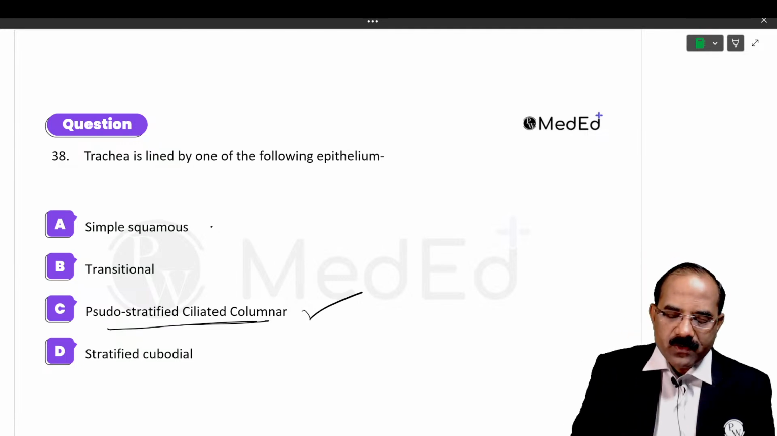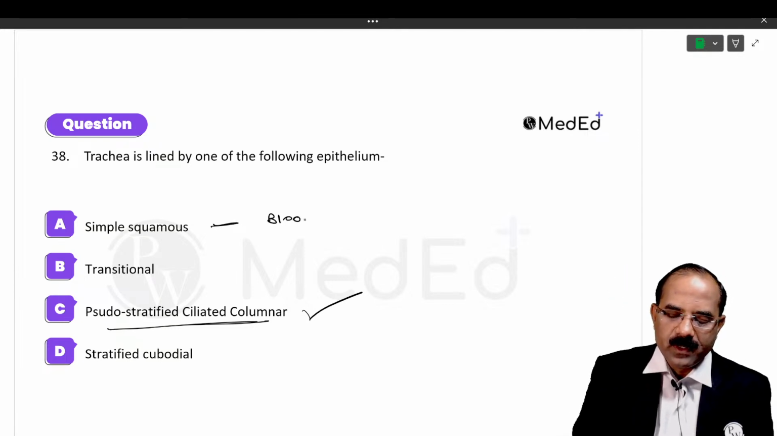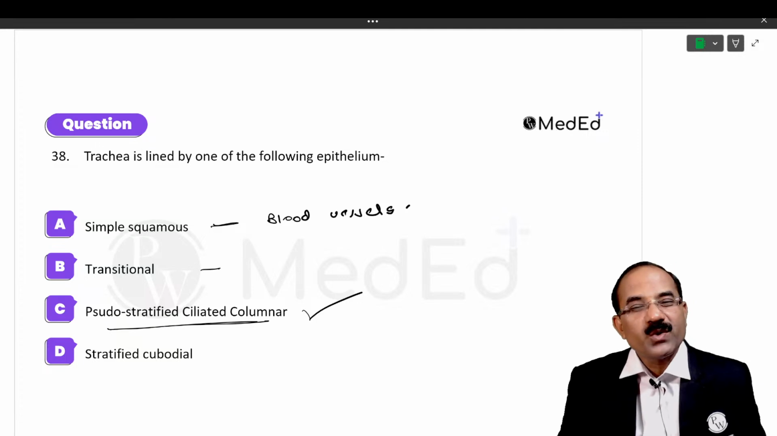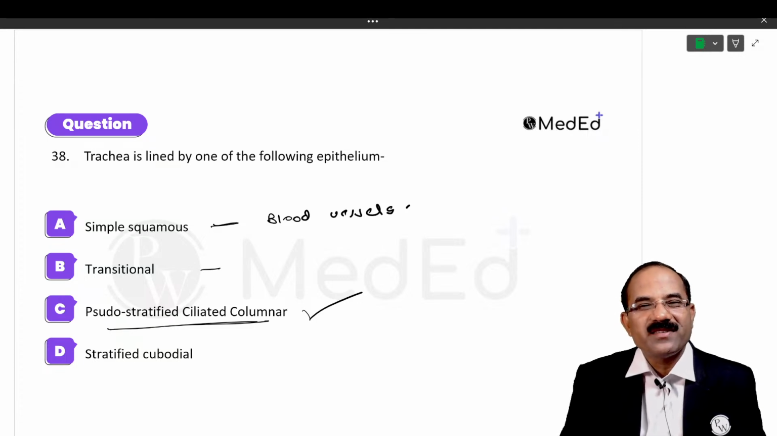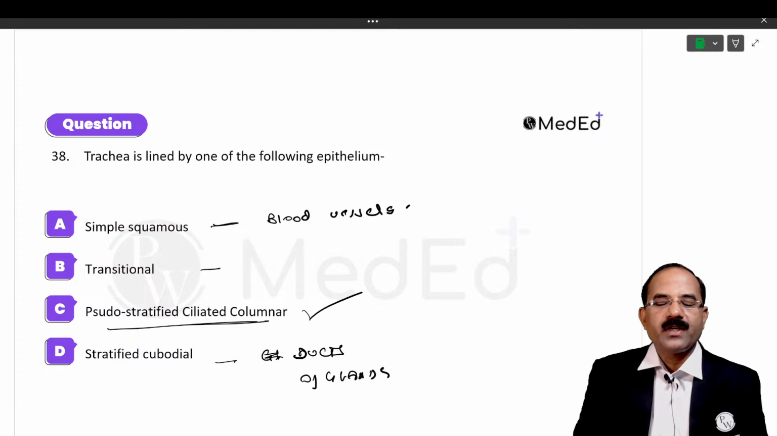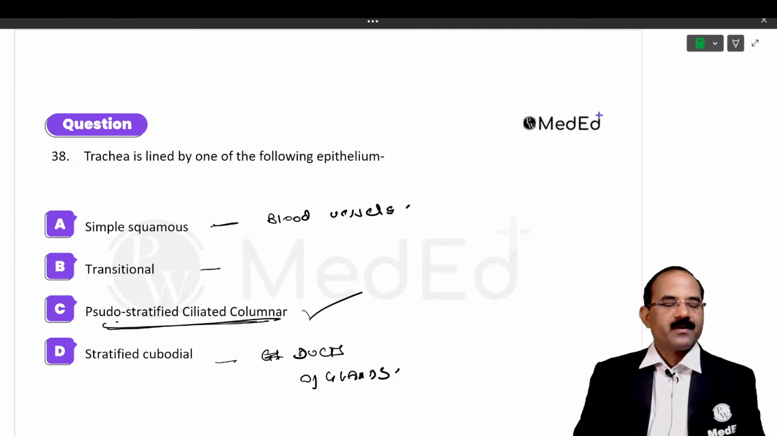Right. Where is simple squamous epithelium found? Simple squamous epithelium lines the blood vessels, blood vessels. Transitional epithelium is urothelium: kidneys, ureters, bladder, transitional. Stratified cuboidal lines the ducts of the glands. The answer for this is pseudostratified ciliated columnar.